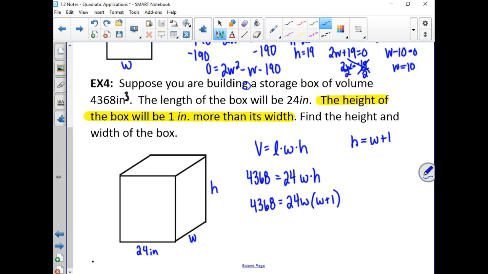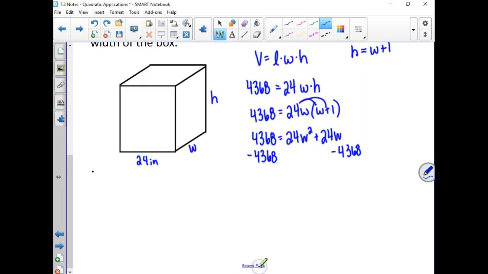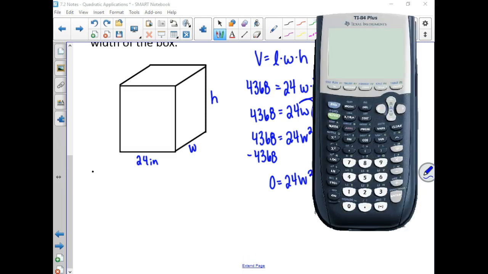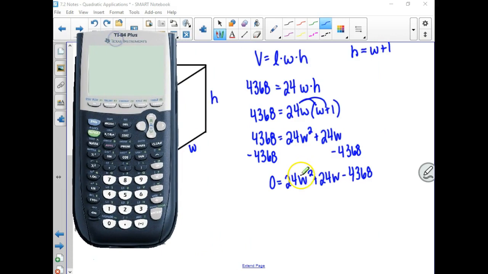Alright, we're going to solve this much like we've done the other problems. We're going to distribute here, so we get 4,368 equals 24W squared plus 24W. We have to subtract that 4,368 from both sides of the equation, and whenever we do that, we are going to get 0 equals 24W squared plus 24W minus 4,368.